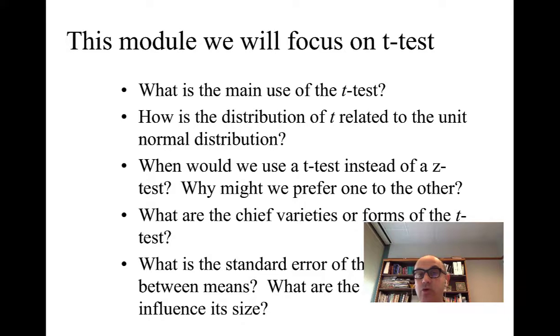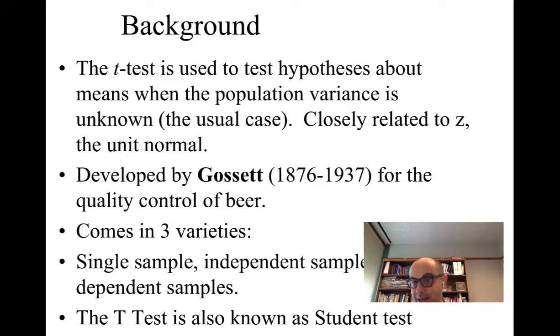I will also try to answer how the distribution of t relates to the unit normal distribution, what the z-test has to do with the t-test, what the standard error of the difference between the means is, and what factors influence its size. So, background. The t-test is used for hypotheses about the means when the population variance is unknown. So it's closely related to z when we have the unit normal.